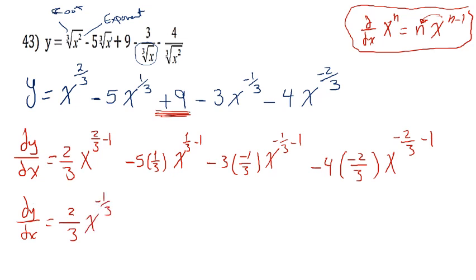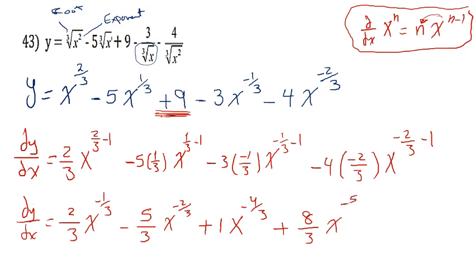So dy by dx is equal to 2 over 3 x to the power of negative 1 over 3, minus 5 over 3 x to the power of negative 2 over 3, plus 1 x to the power of negative 4 over 3, plus 8 over 3 x to the power of negative 5 over 3.